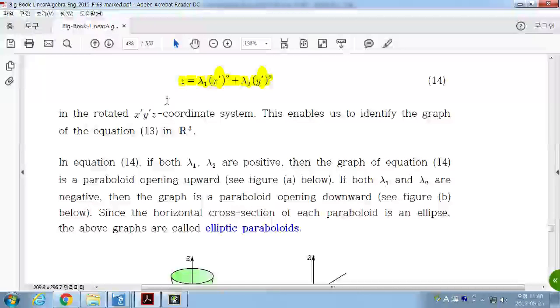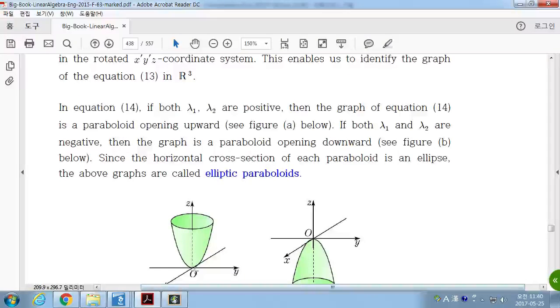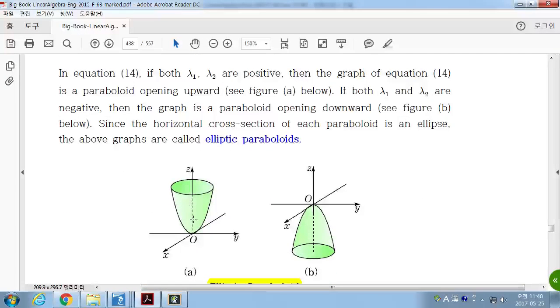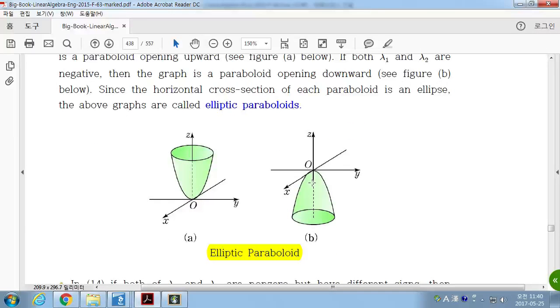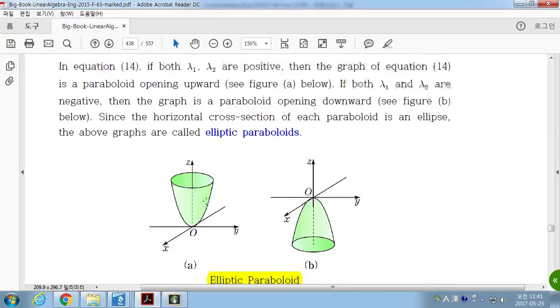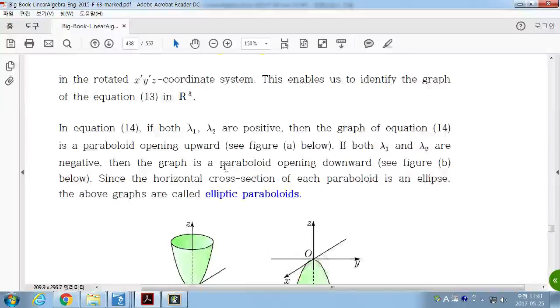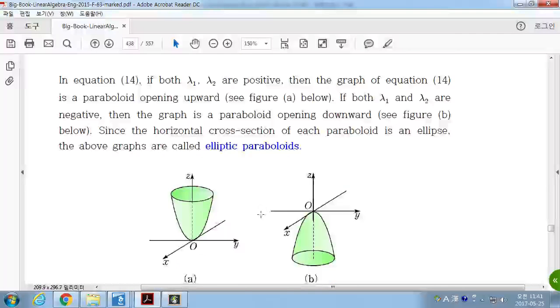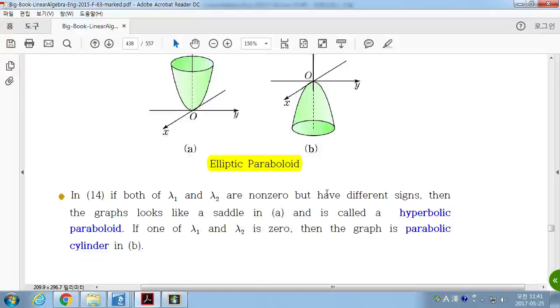If G is equal to 0, then it should be a point. So this equation gives us a cone like this as G increases. If G goes negative, then it goes like this. Okay? So this equation gives us an elliptic paraboloid, like the cone that you see in here.